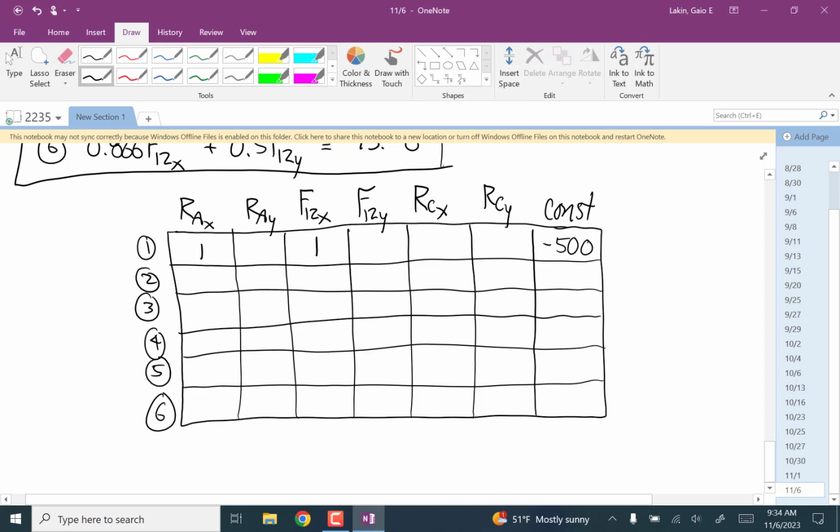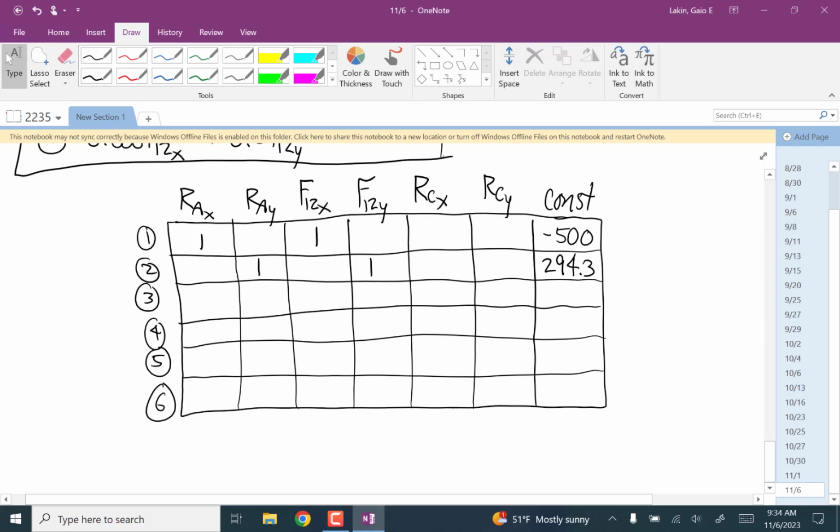Okay, equation 2, F12y and RAY, that makes sense. And the constant? 294.3. Okay. 3, negative 0.866 for F12x, okay, and 0.5 for F12y, positive 5, okay, and the constant is 506.51.